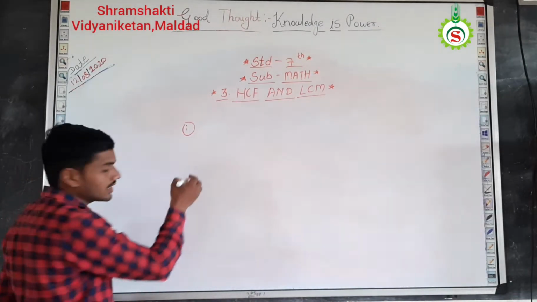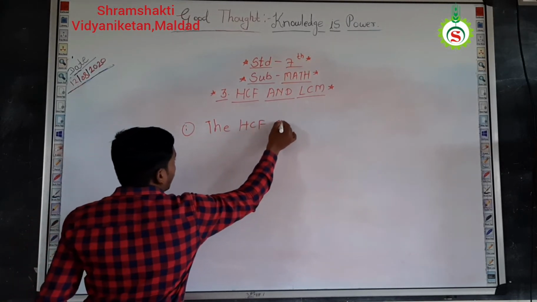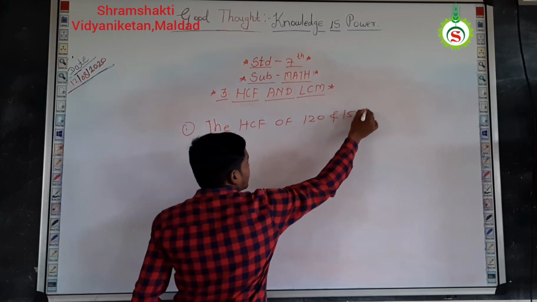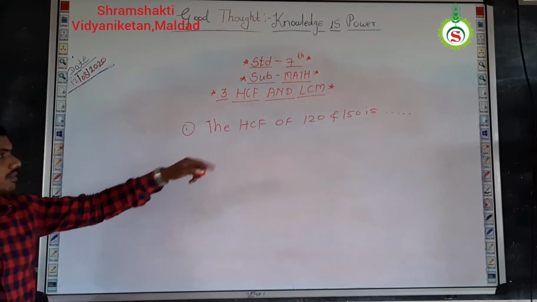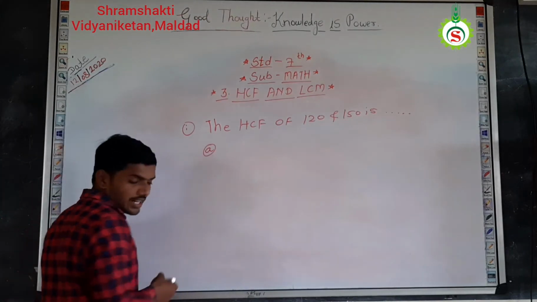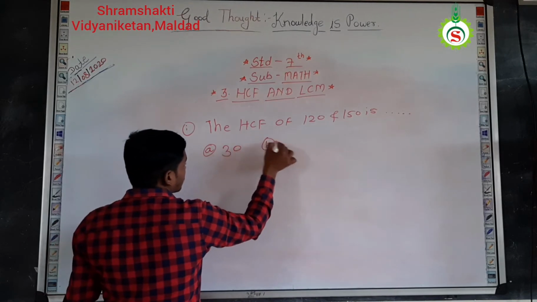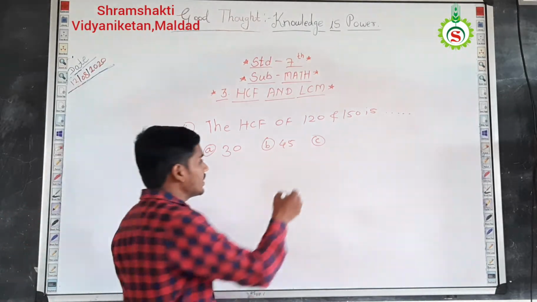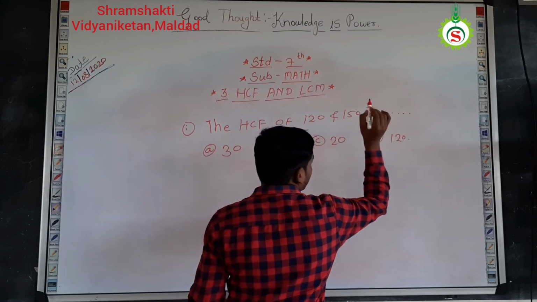What is the question? The HCF of 120 and 150 is this. And the options are: A) 30, B) 45, C) 20, and D) 120.